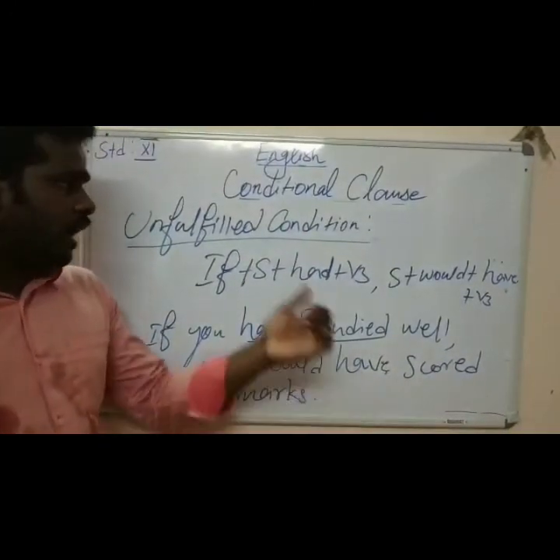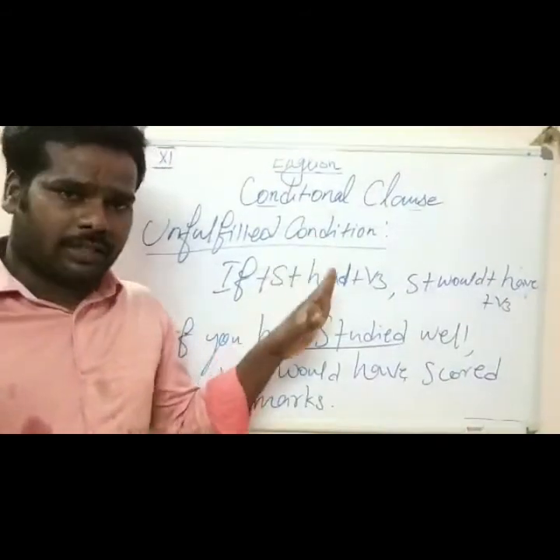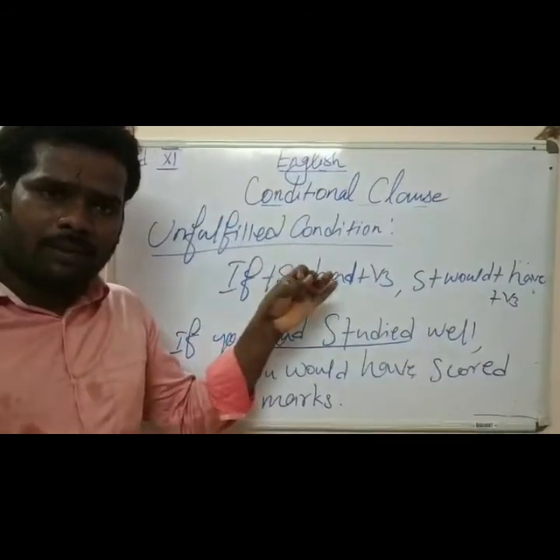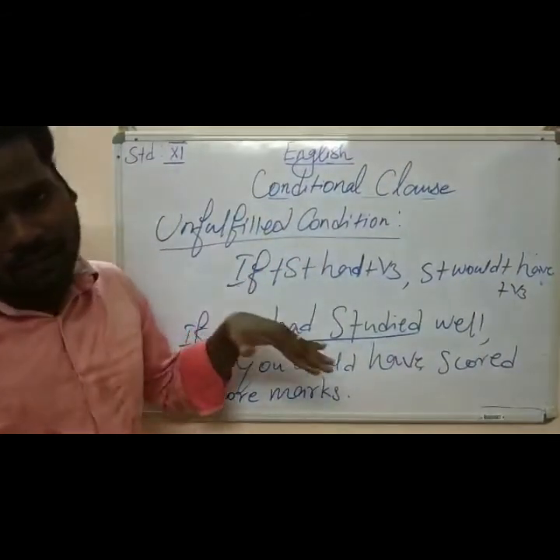So we have learned the zero type, first type, second type, and third type: probable, improbable, and unfulfilled condition. The zero type is universal truth and scientific facts.